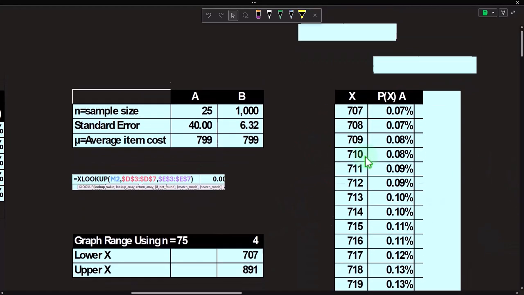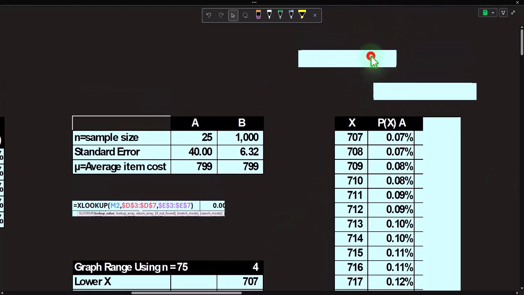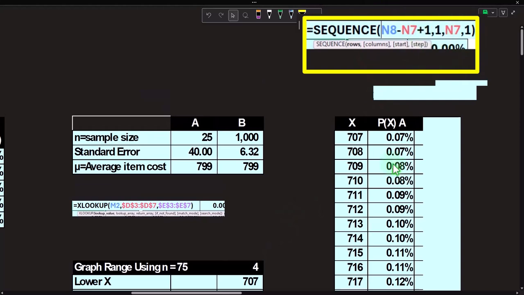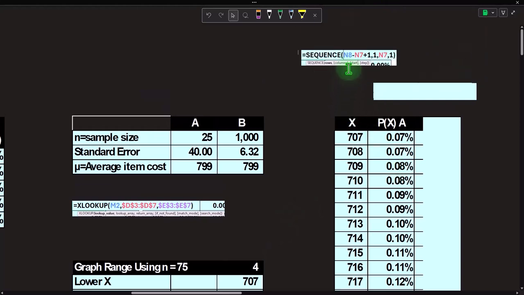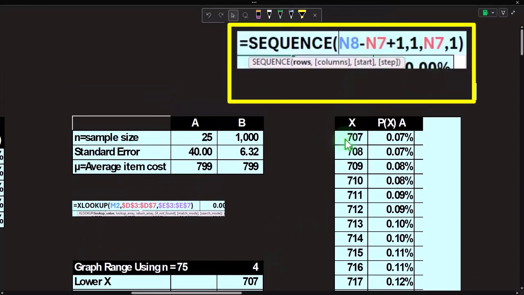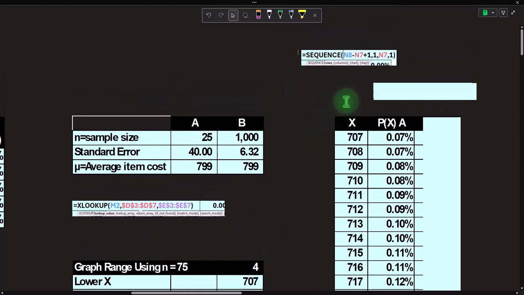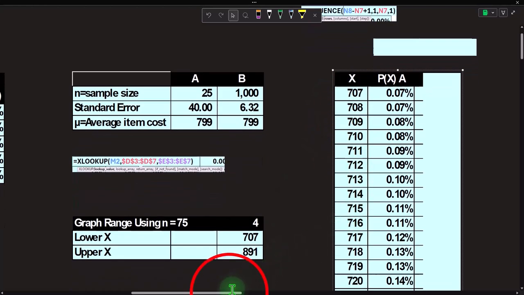So I put the range starting at 707, and then we went up to 791 on the X's. We used a SEQUENCE formula to do that, which just said, I want you to take this minus this plus 1. That's how many X's we want. And then the columns, just one column. And then we want to start at this number 707, and then we took steps of one at a time, meaning 707, 708, and so on.